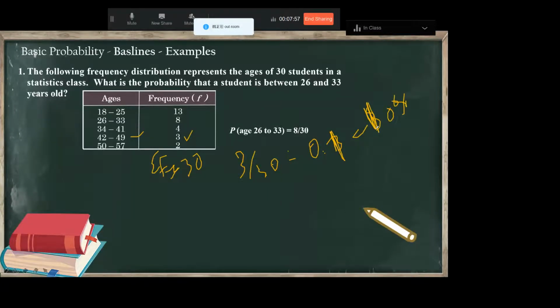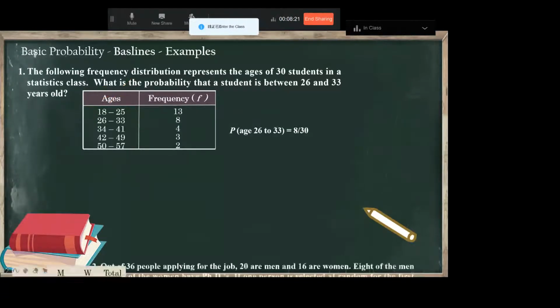So there is a 10% chance that if I pick a student from this class, with ages ranging from 18 to 57, the student has an age between 42 and 49. Understand? So let's take another example.